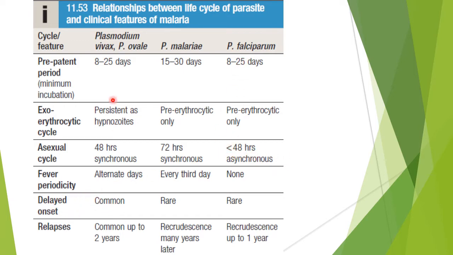Delayed onset is common for ovale, whereas it's rare for malariae and is rare for Plasmodium falciparum too. And relapses are common up to 2 years for Plasmodium vivax and Plasmodium ovale because of these hypnozoites. And recrudescence can occur many years later for Plasmodium malariae, and recrudescence can occur up to 1 year for Plasmodium falciparum.